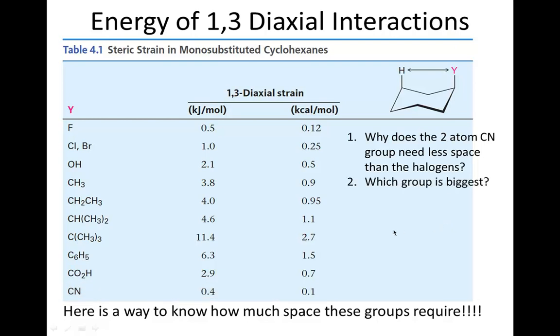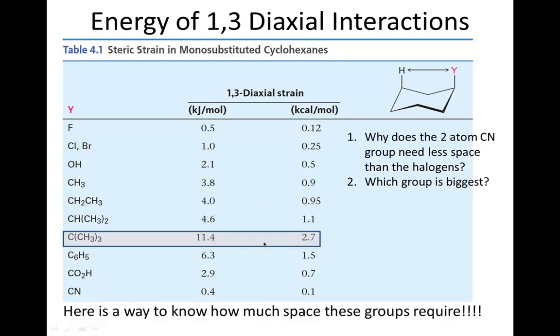Which one of these groups is the largest? Well, it's going to be the one with the biggest number. Okay, so this is a T-butyl group, and so the actual number for 2 hydrogen to T-butyl group interactions would be 22.8.